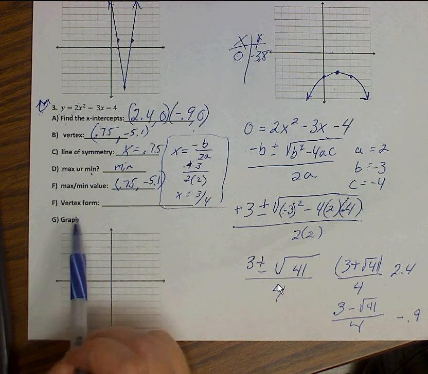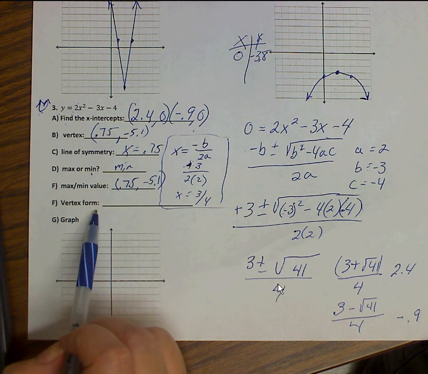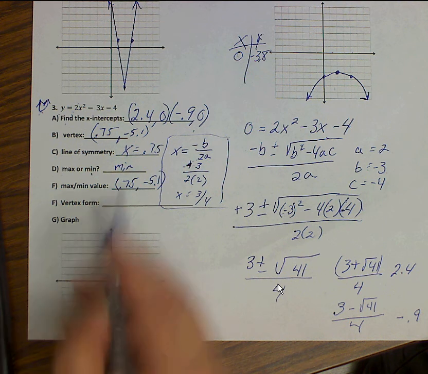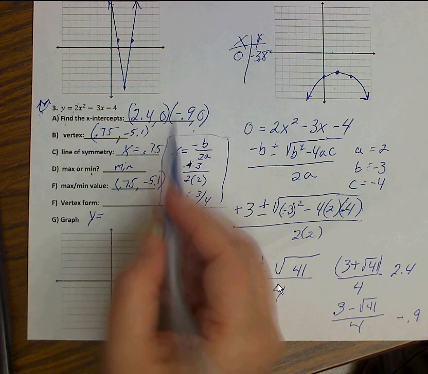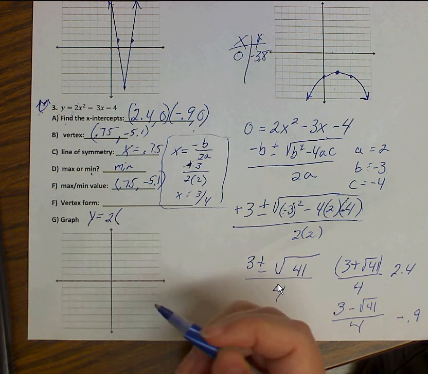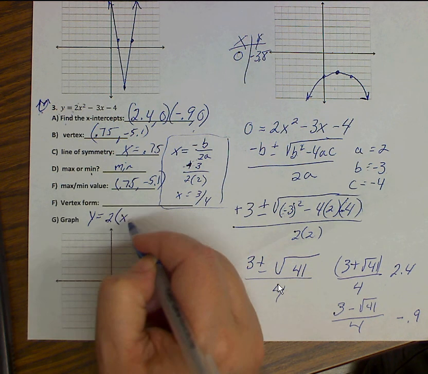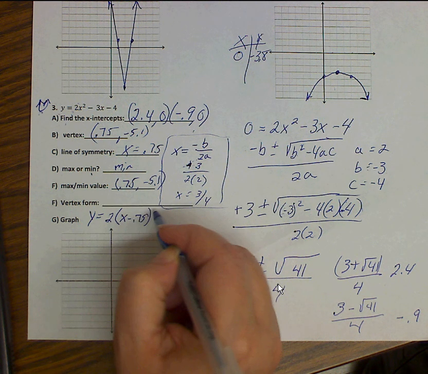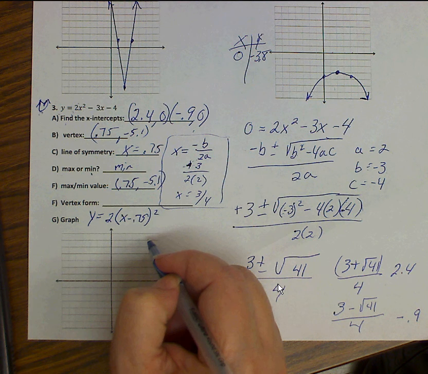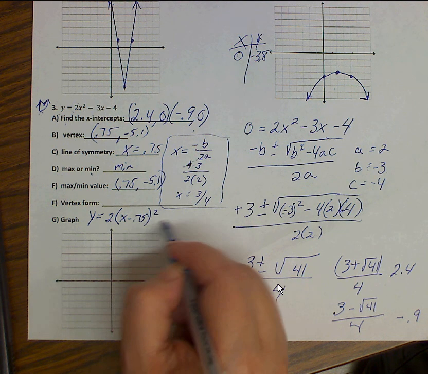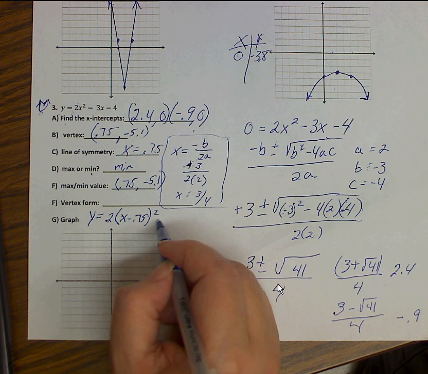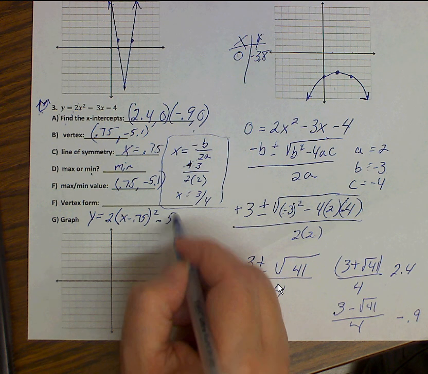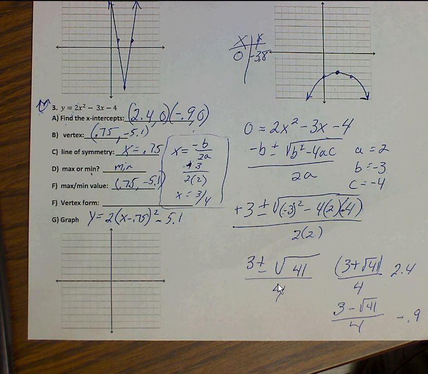And now it says to write it in vertex form. So your vertex form, remember, is y equals, your a has to stay out there, so 2, parenthesis, x in the opposite sign, minus 0.75 squared, and then your y-intercept, or your y value is out there, minus 5.1. Not your y-intercept, but your y value.